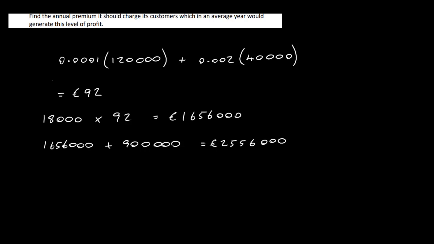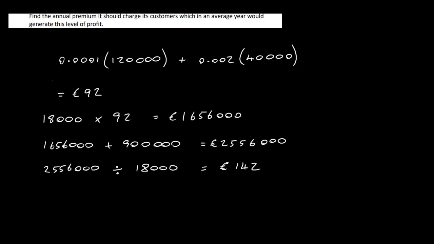And finally then I'm just going to divide that by 18,000 to see how much we would charge each policyholder each year, what their premium would be. So you take 2,556,000, divide that by 18,000, and that gives a premium then of 142 euros for each customer.